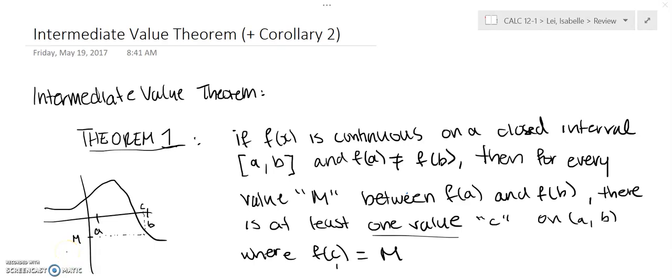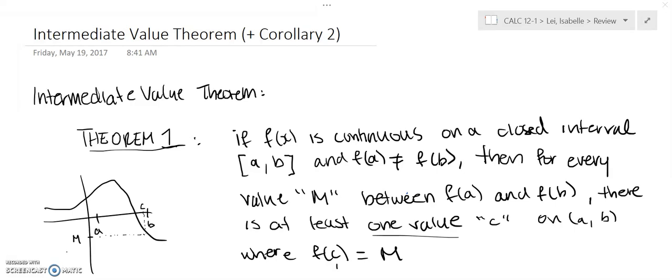The intermediate value theorem states that a continuous function will not skip y values. So that can explain theorem 1. Theorem 1 states that if f of x is continuous on a closed interval from a to b, and f of a does not equal f of b, which means it has a slope, then for each value of m on the y-axis between f of a and f of b, there is at least one value of c on a, b, where f of c equals m.